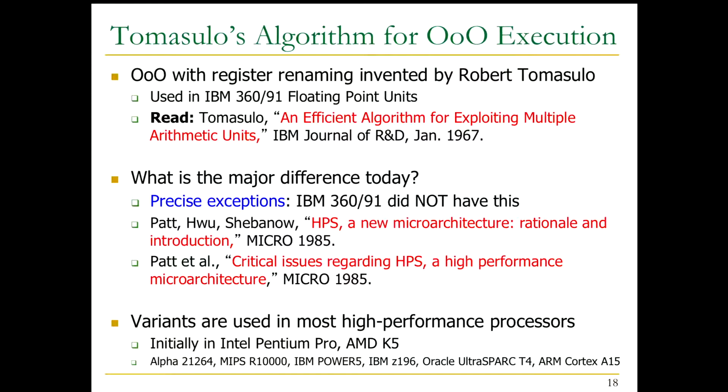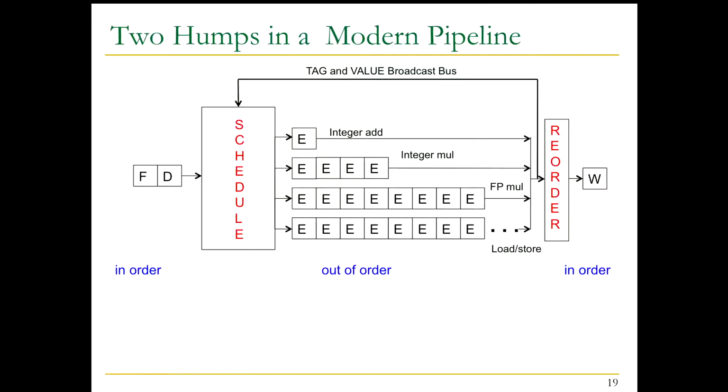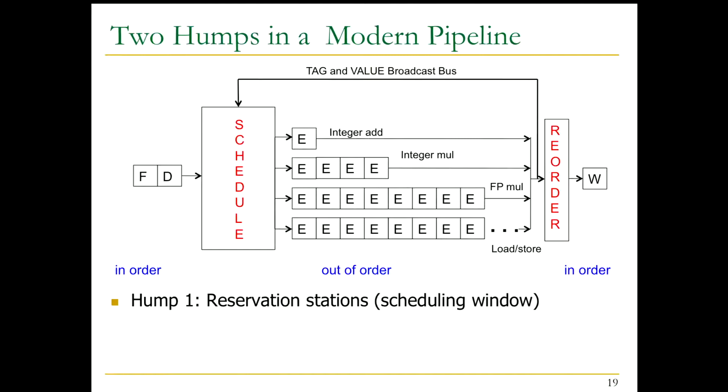Okay. So basically, the way I like thinking about out-of-order execution is you have two humps in a modern pipeline. You have in-order fetch and decode. And then after that, you put the instructions into some scheduling logic, reservation stations, to schedule. And here, the instructions wait for the values and tags. And when they become ready, they wake up and they get dispatched. And that's the first hump. Basically, they rest over here. And all instructions rest initially, but then some instructions wake up very quickly because their values are immediately ready.